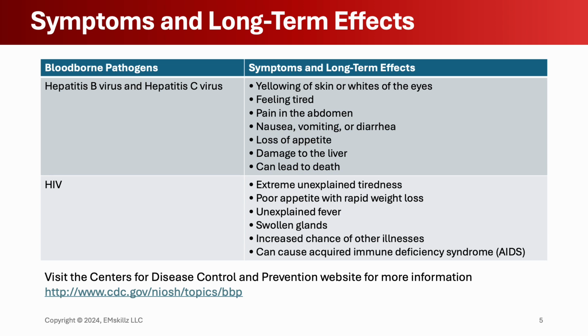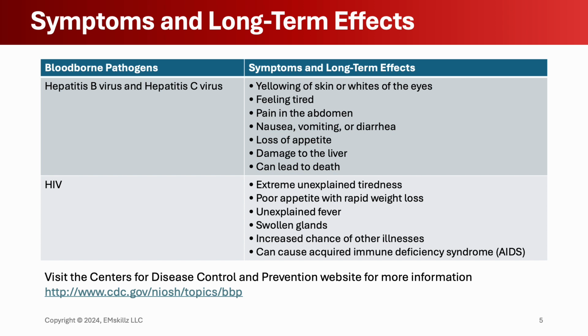Symptoms and long-term effects. Bloodborne pathogens hepatitis B virus and hepatitis C virus have the following symptoms and long-term effects: yellowing of the skin or whites of the eyes, feeling tired, pain in the abdomen, nausea, vomiting or diarrhea, loss of appetite, damage to the liver, and can lead to death.